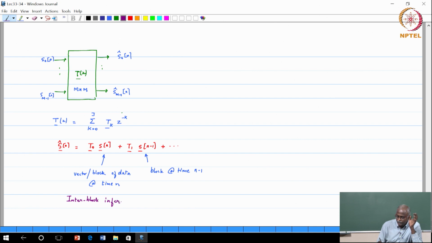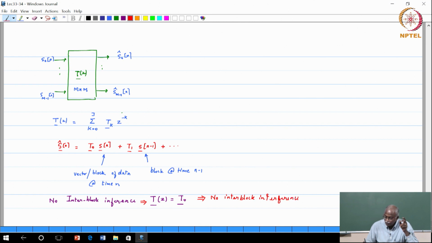If I want to ensure that this condition is satisfied, it is sufficient that T of Z equal T naught. No inter-block interference implies this T of Z cannot be a polynomial, it has to be a constant matrix, because under that condition, where T naught is a constant matrix, you are guaranteed that there is no inter-block interference.